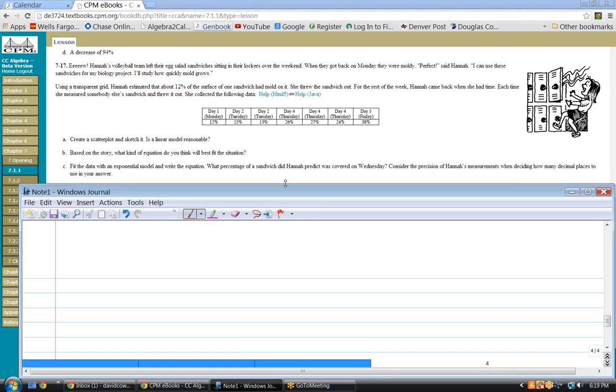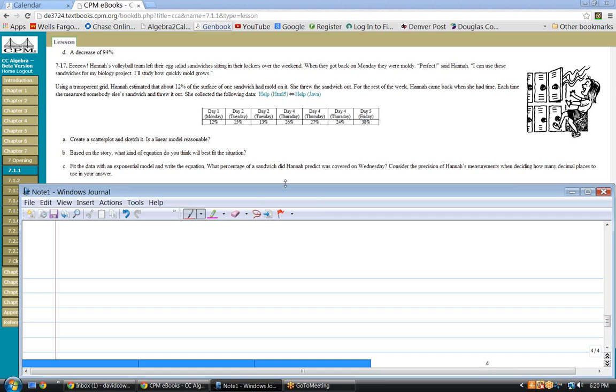So each day, the first day 12% of the surface of one sandwich had mold on it. She threw the sandwich out. She kept coming back. Each time she measured somebody else's sandwich and threw it out. What's happening is that all of the sandwiches had mold on it when she got back. Each one was covered by about an 1/8. 12% is about an 1/8. 12.5% is exactly 1/8. But 12% of each sandwich was covered with mold.